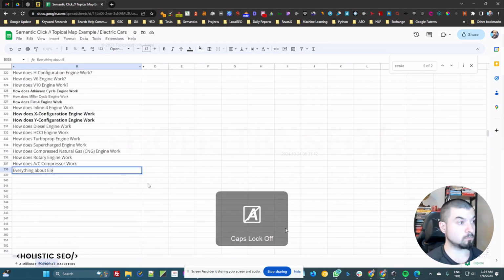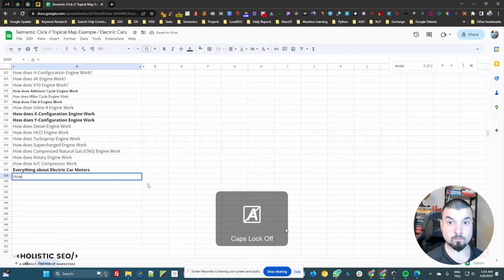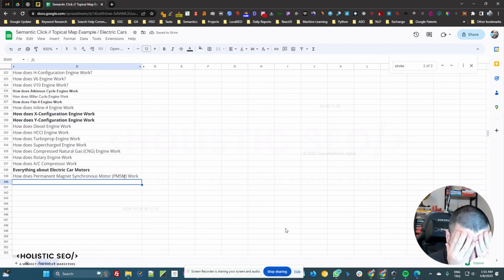Then we also go for the electric car motors. And in this area, we see that we have certain types of motors that we can directly compare to the engines with certain types of sub-attributes.